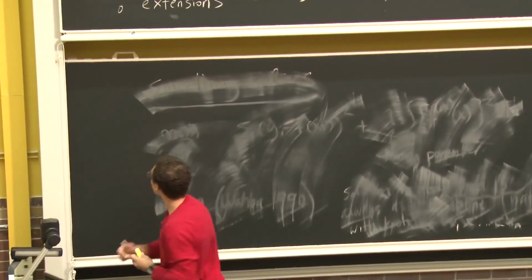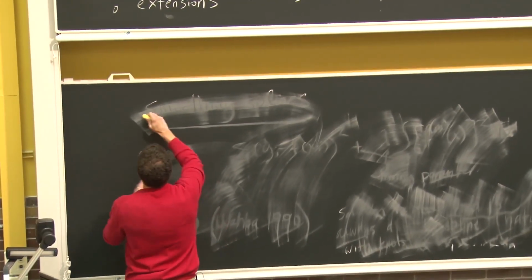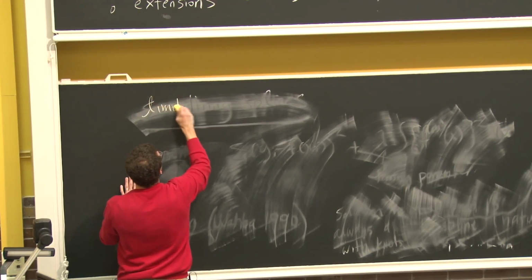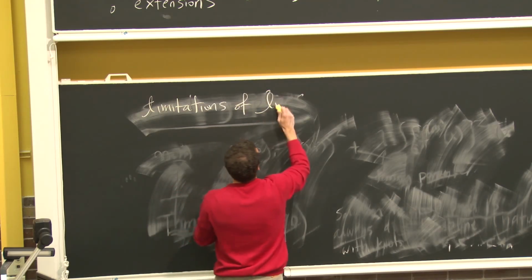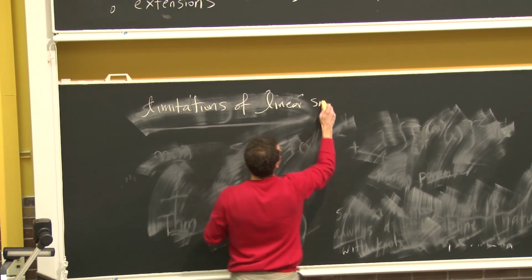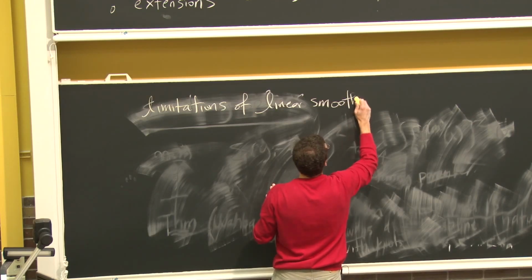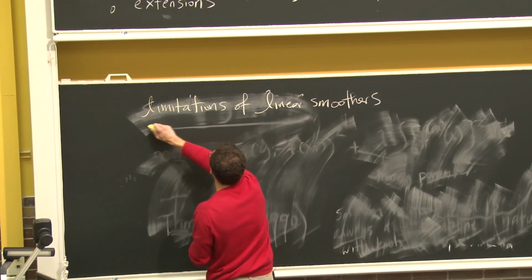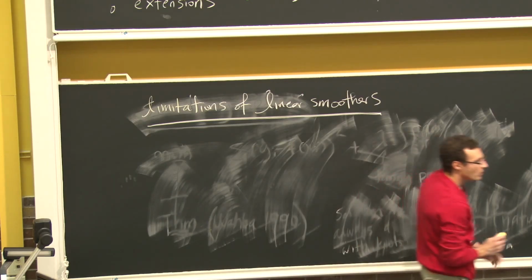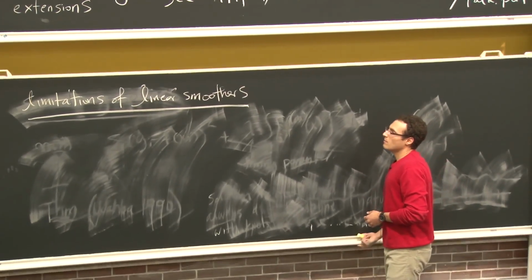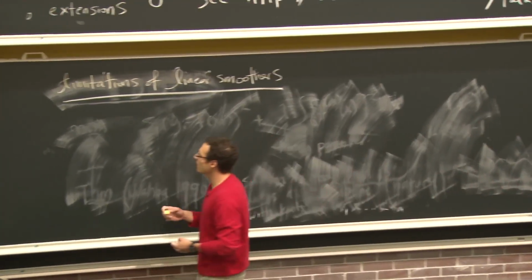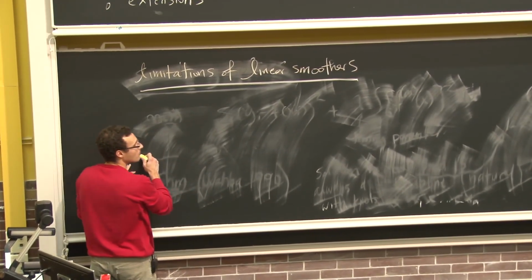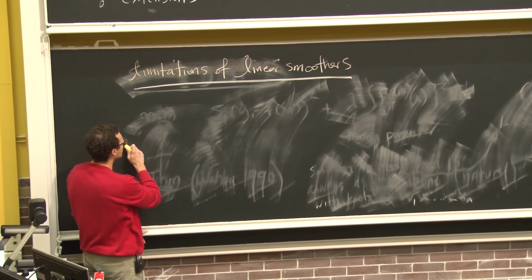All right, so linear smoothers, limitations of linear smoothers. So there's two ways to look at this. One is practical and one is theoretical, and we're going to go through both. The practical one is quite easy to explain. Suppose that I gave you data around a regression function that looked like this.